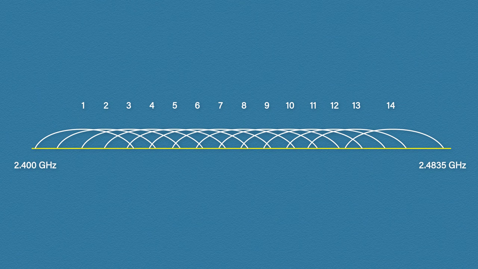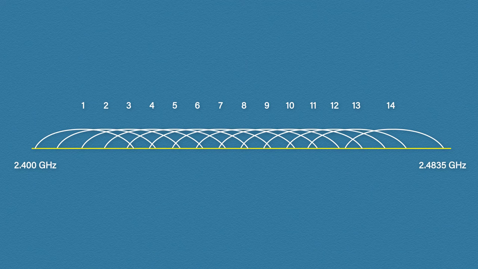Now, just to make things a bit more complicated, these bands are then split into separate channels. If we look at the 2.4 GHz band, which is actually 2.400 to 2.4835 GHz, we can see that it's split into different channels. The reason we use channels is to split the wireless bands into smaller, more manageable pieces, allowing us to control things like congestion and interference.